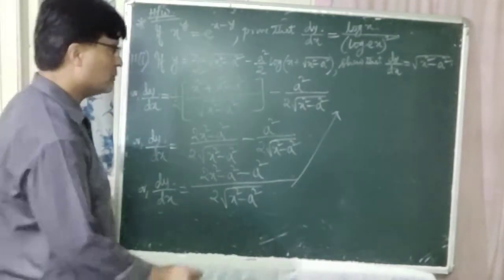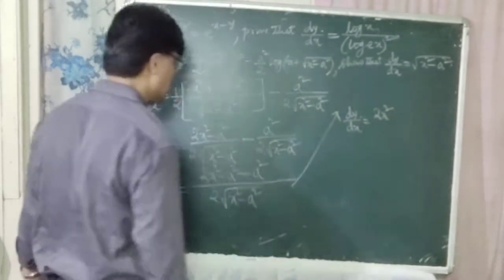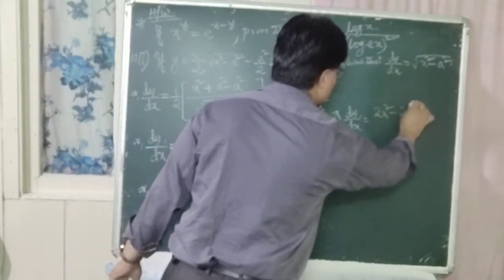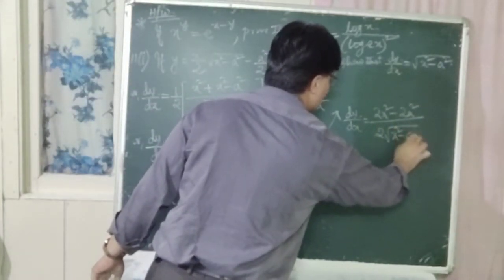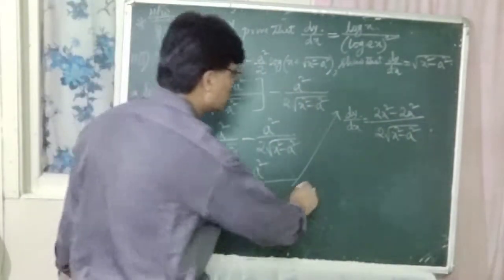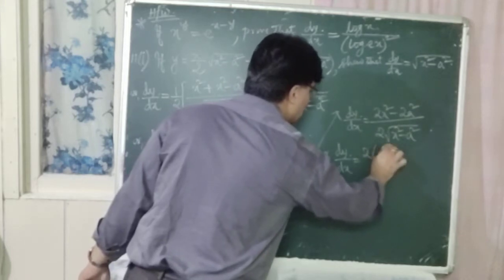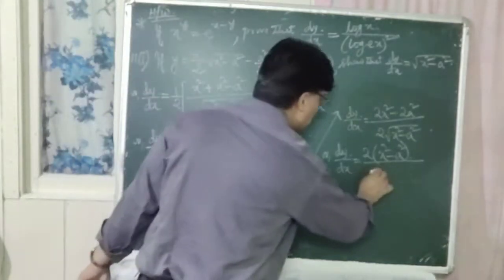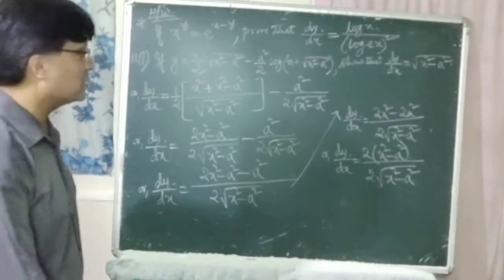Right? So what is dy by dx now? So dy by dx is equal to 2x square minus a square, same sign can be added. Minus 2a square divided by, in the denominator, 2 root over x square minus a square. Okay? Now we can easily simplify it. What is common here? Or dy by dx is equal to 2 is common here. X square minus a square divided by, in the denominator, what do we write? It is 2 root over x square minus a square. So you can cancel it.